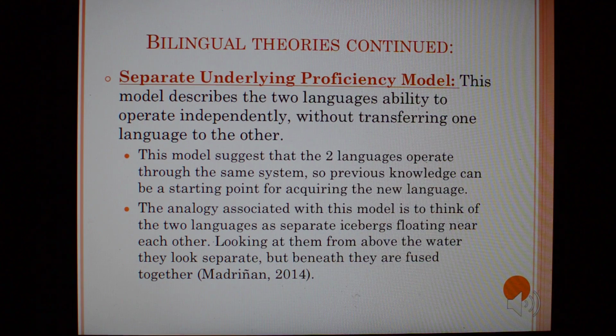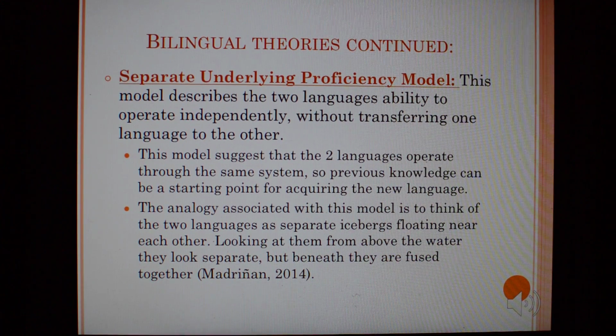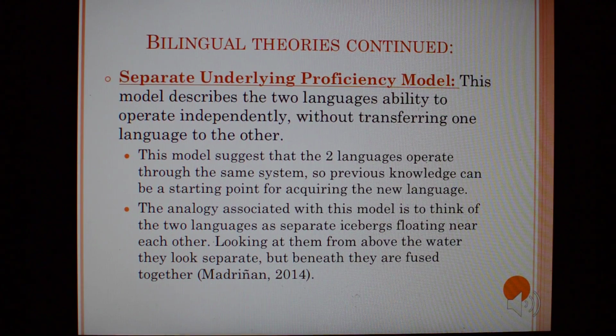In contrast to the balance theory, the separate underlying proficiency model tells us that two languages have the ability to operate independently without transferring one language to the other. This model suggests that two languages operate on the same system so that you can use your previous knowledge of your first language to help you acquire the new language. The analogy that is associated with this model is the view of two icebergs that are separate on top of the water, but if you look below the water, they are fused together underneath it, suggesting that they are connected.